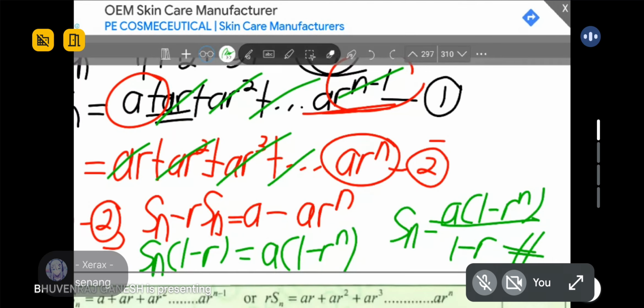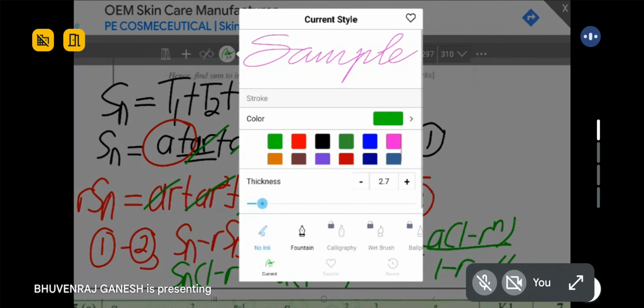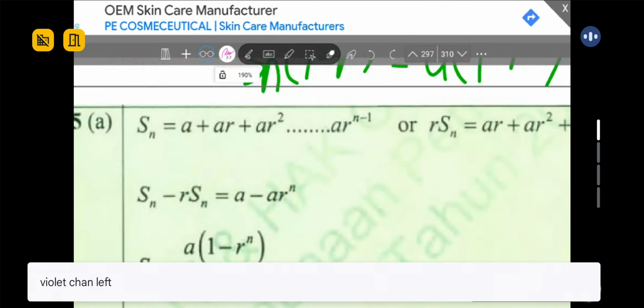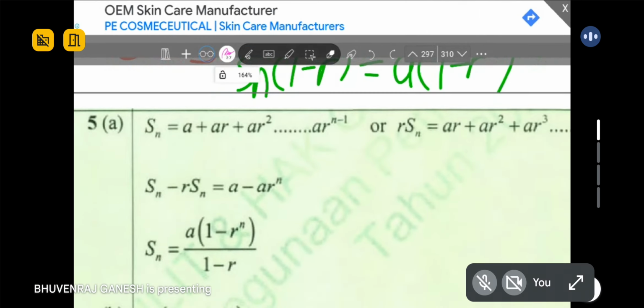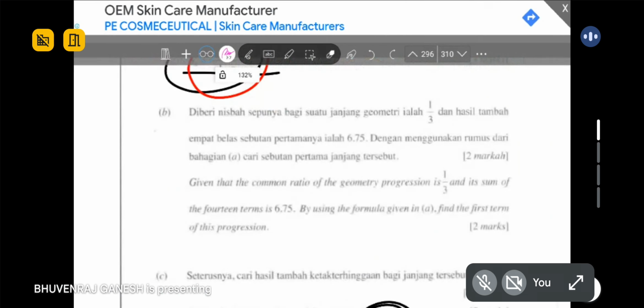Understand? Comment please. So the most important thing you must remember is the two equations. Kamu kena hafal dua persamaan. Apa yang kamu kena bentukkan? So one equation is Sn, the other equation is Rsn, times R. That's all. So this is how you prove it. That's all. You get the answer. Okay? Continue. Pergi lagi. Okay, so next one.